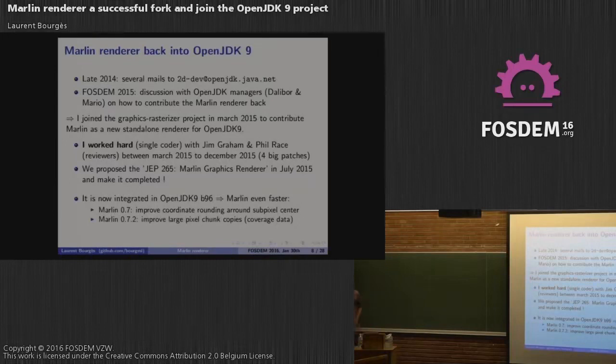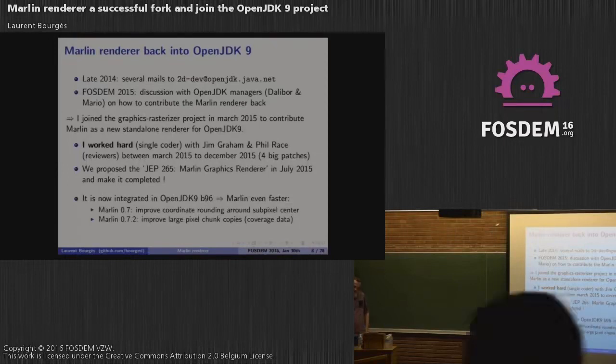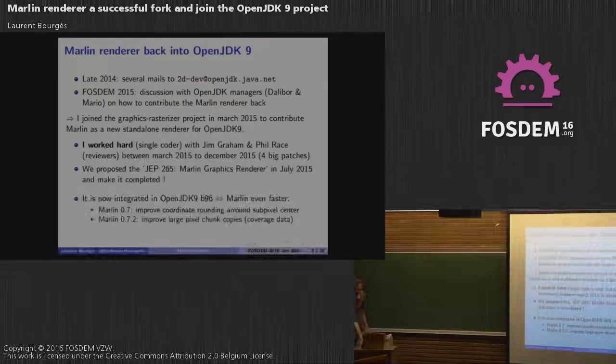In July, we proposed the JEP 265, Marlin graphics renderer, which was accepted, targeted, and completed in the CMD. It's integrated since OpenJDK build 96, and it made Marlin even faster. I made releases also on my GitHub, to be in sync between the different code bases.